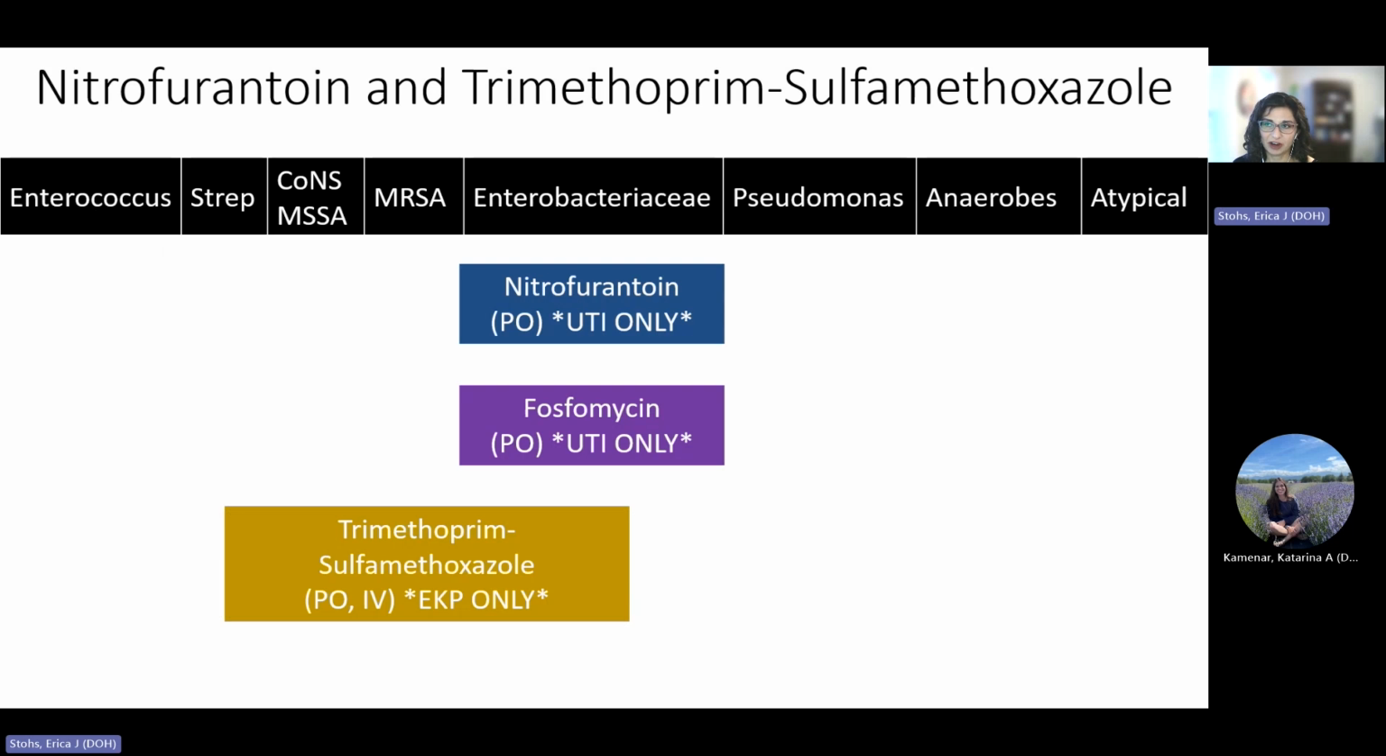And just our spectra of coverage here, you can see that nitrofurantoin and fosfomycin have really great Enterobacteriaceae coverage, in particular, like we said, E. coli, but really shouldn't be used for anything else. And then trimethoprim sulfamethoxazole has good coverage with some gram-positive and gram-negative coverage.